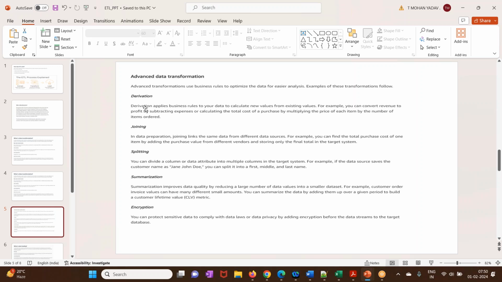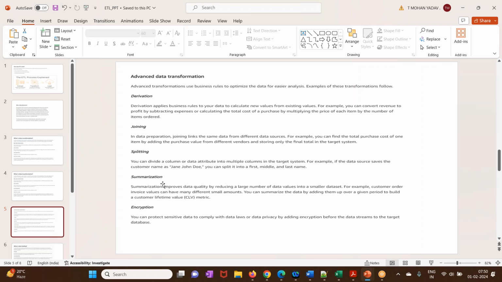Let us consider splitting here. If you have a name as John Doe, we need to split it into first name, middle name, and last name. This is also one type of transformation. We can summarize. Let us consider there is a list of items the person had purchased, and we are going to calculate the sum of the entire values of it.